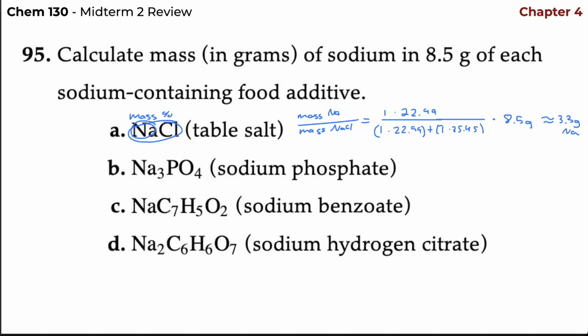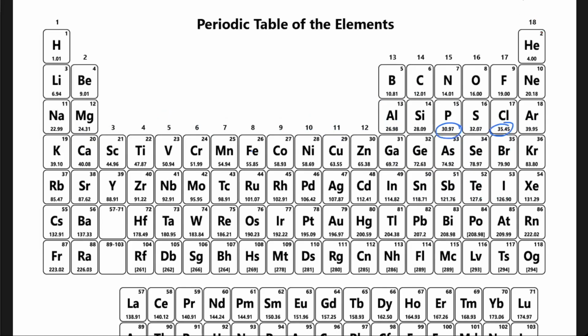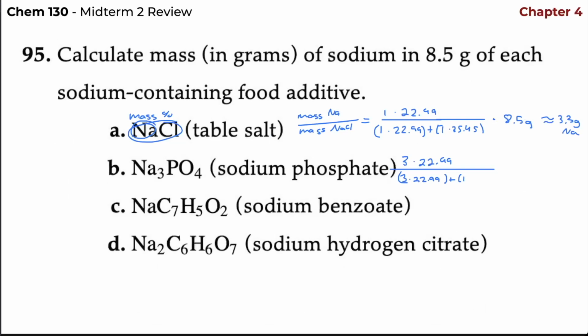What's the mass of Na? It's 3, right? 3, because it's 3 sodium atoms. 3 times 22.99 all over the mass of the entire thing, right? 3 times 22.99 plus phosphorus, one phosphorus atom, which is 30.97, plus 4 oxygen atoms, right, which is 4 times 16. Well, that's also multiplication. Okay, good enough.